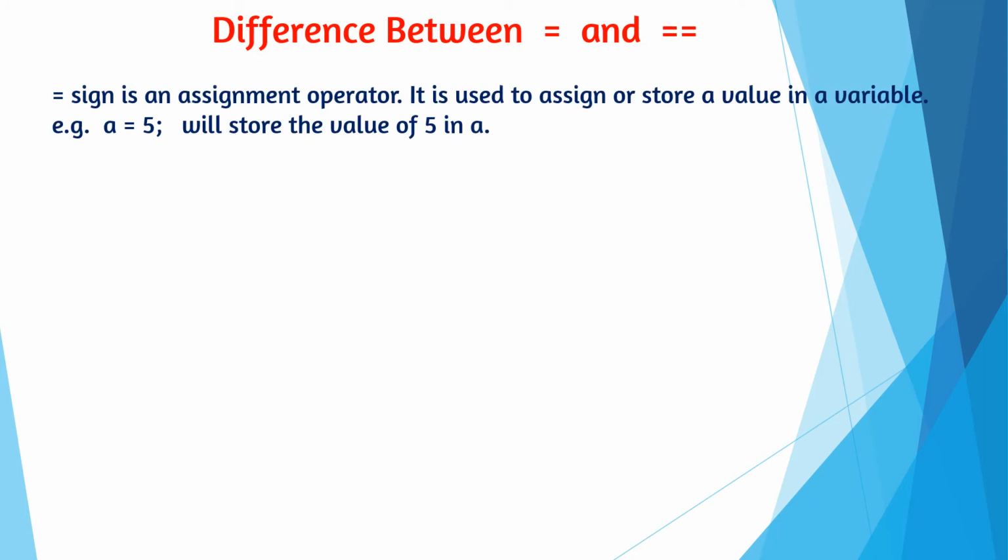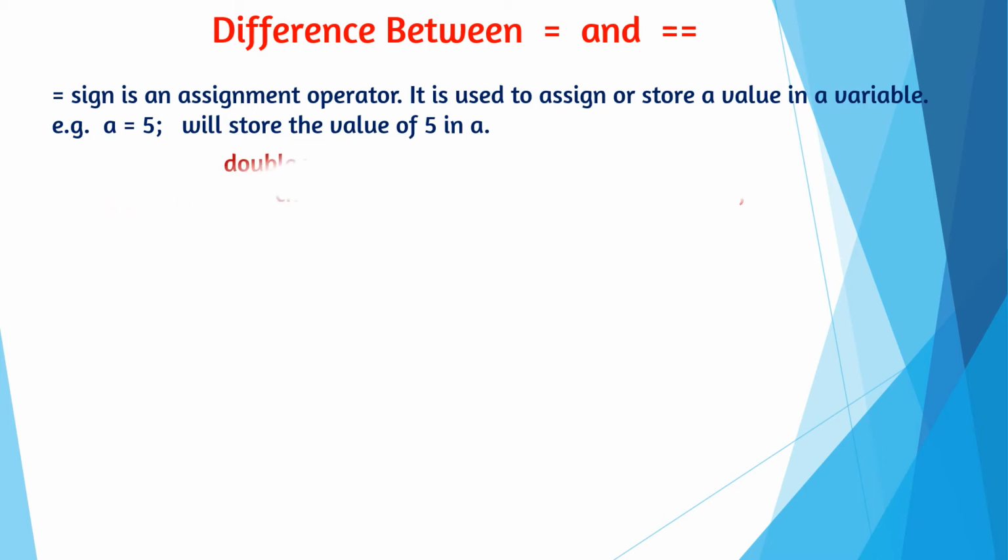The difference between equal and double equal. Equal sign is used to assign a value. It is an assignment operator. It will assign or store a value in a variable. For example, here we are saying a is equal to 5. That means 5 will be stored in the variable a.